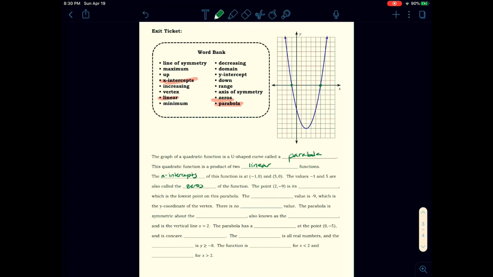The point 2, -9 is it. Well, 2, -9 is right here. It's the lowest point. We know that's called the vertex. It can also be the highest point, which is the lowest point on this parabola. The blank value is 9, which is the y coordinate of the vertex. So -9 in this case would be the minimum value.